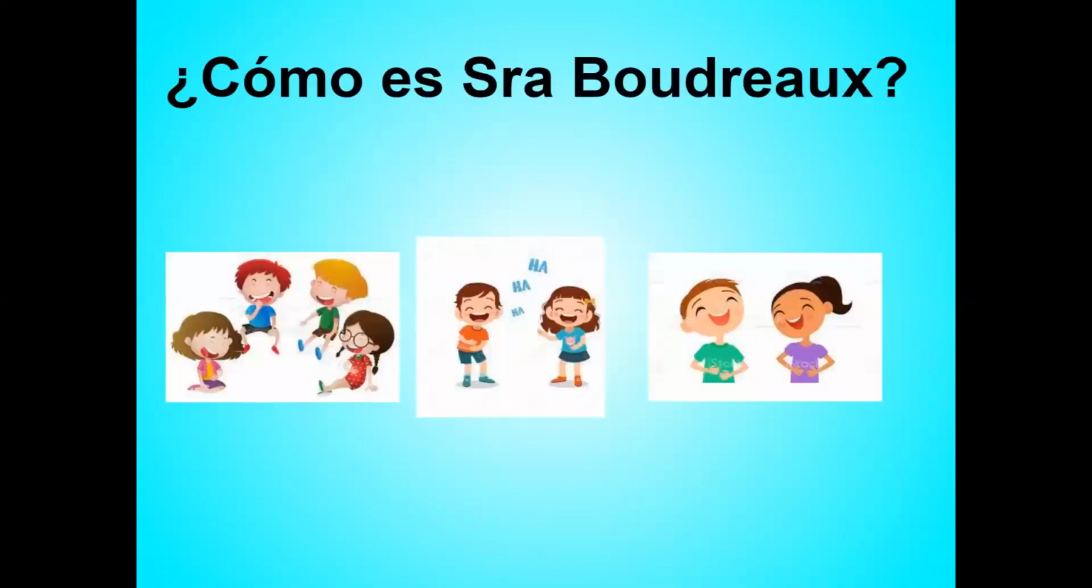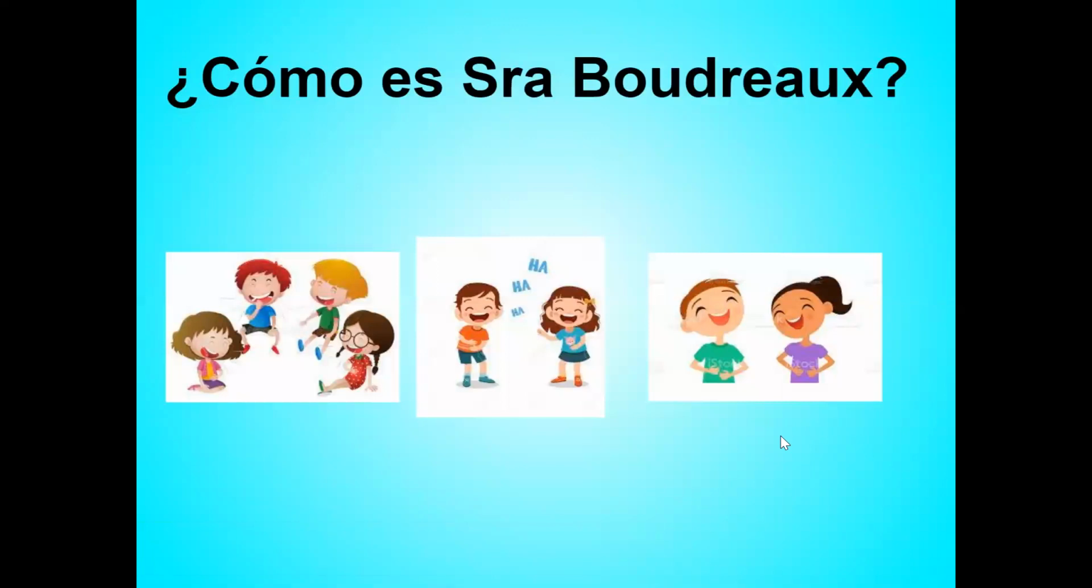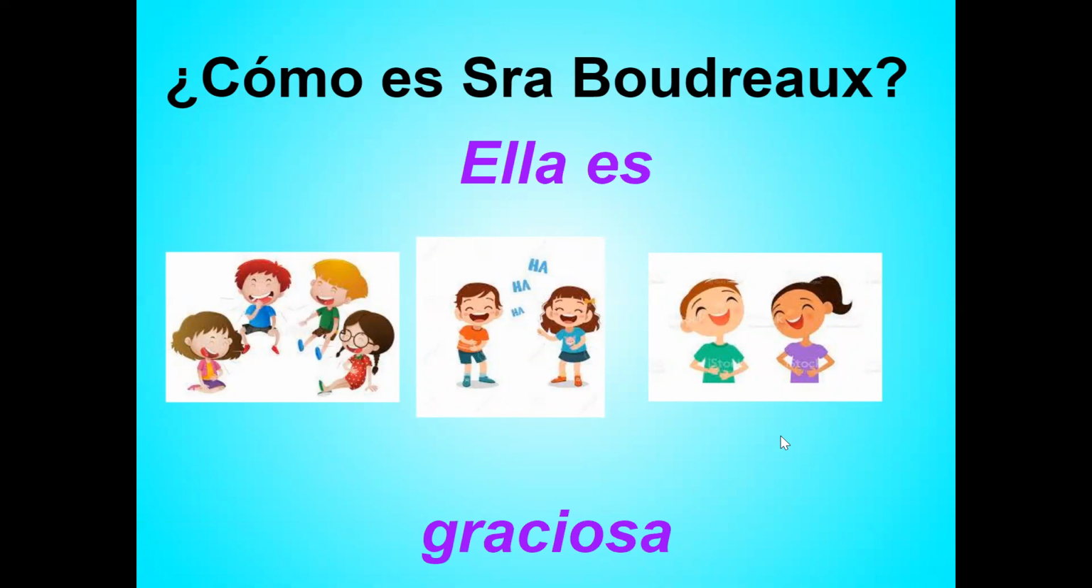¿Cómo es, Señora Boudreau? The same way that you would describe a class, you can describe a person. You put their name, es, and then the adjective, or you can replace their name with the appropriate pronoun. So I could say, ella es, which means she is, graciosa. And we know that she's graciosa because the students are laughing.